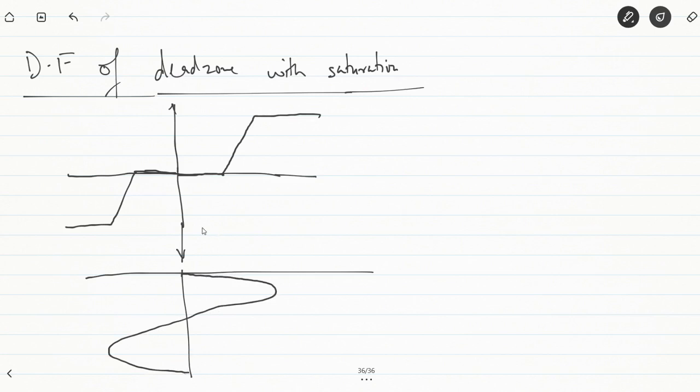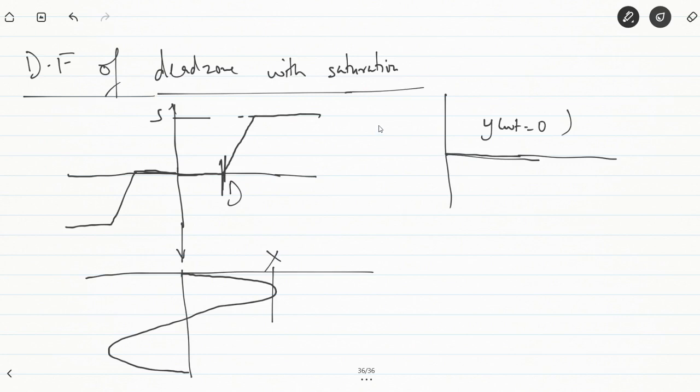So in this case there will be three cases that you will study, and accordingly you can find out the output waveforms for the three cases. For case 1, where the amplitude of the sine wave is less than this, the output will be equal to 0. I will put this equal to D, this equal to S, and this equal to X. So if X is less than D, then our output will be simply equal to 0.